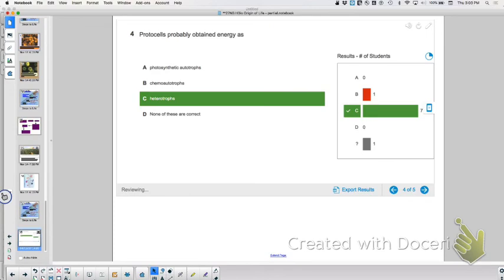Protocells obtained energy as heterotrophs. Heterotrophs. You could say chemoheterotrophs, but this says chemoautotrophs, which means they would be like an autotroph, and they weren't. That came later. Okay, and 5. Good job. All right, I will look for a quiz, but otherwise make some great choices.